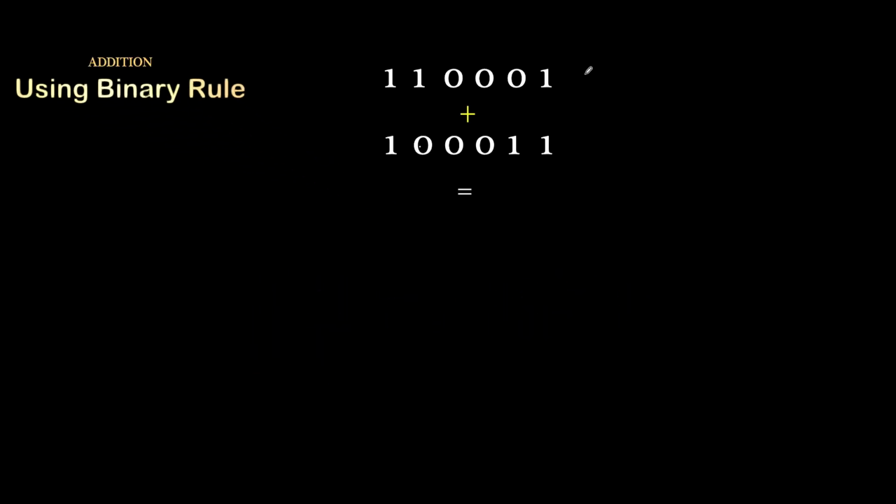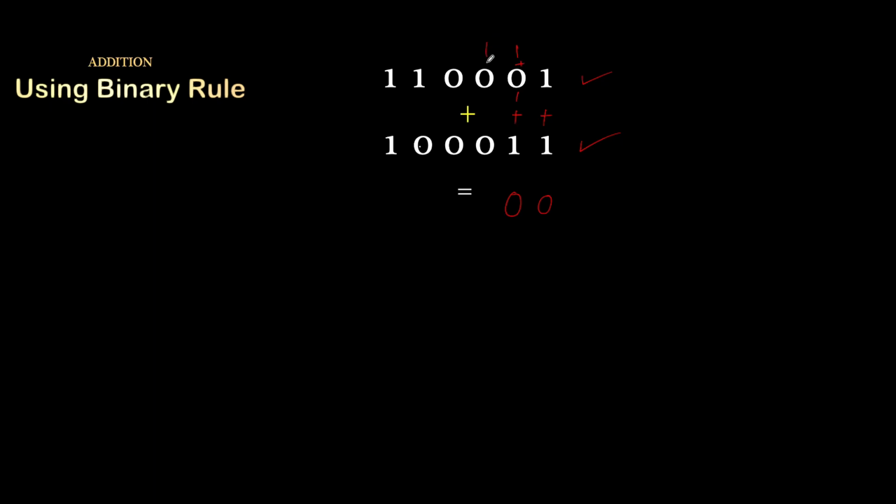Firstly, the addition. If we add 110001 and 100011, we first add 1 and 1 on the extreme right, which is equal to binary 10. So we have 0 in the first position and 1 is carried higher up to the second position. For the second position, we now have to add 1 plus 0, which is equal to 1, and then 1 plus 1 is binary 10. Again, we get 0 in the second position, and the 1 is carried higher up to the third position.